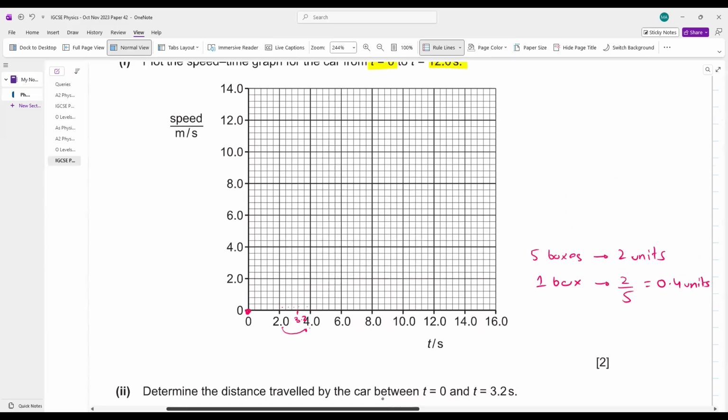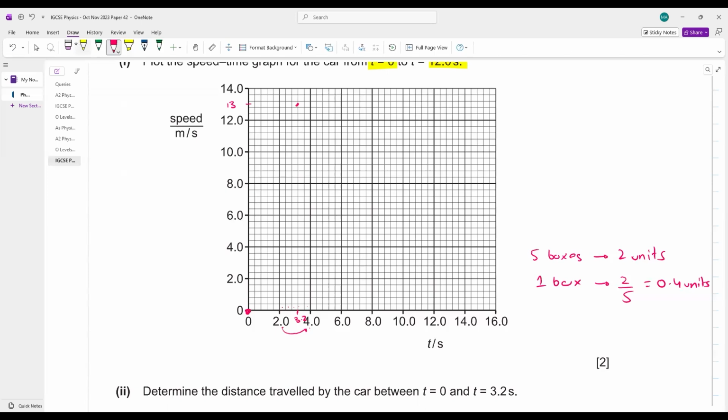3.2 seconds पे आपकी स्पीड क्या है? 13. 13 lies in the middle of 12 and 14, somewhere here. Where will I mark this? Somewhere here. ये आ गया आपका second point. At a time of 3.2 seconds, your speed is 13. This is your second point.